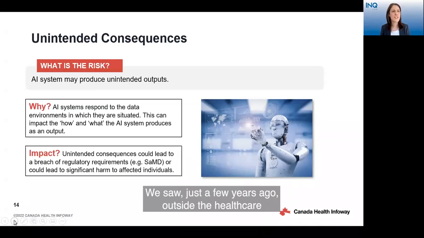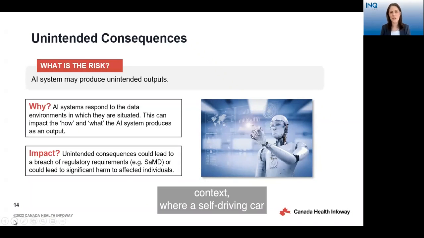We saw just a few years ago, outside the healthcare context, a self-driving car misidentified an image, mislabeled an image, and ultimately hit a pedestrian.